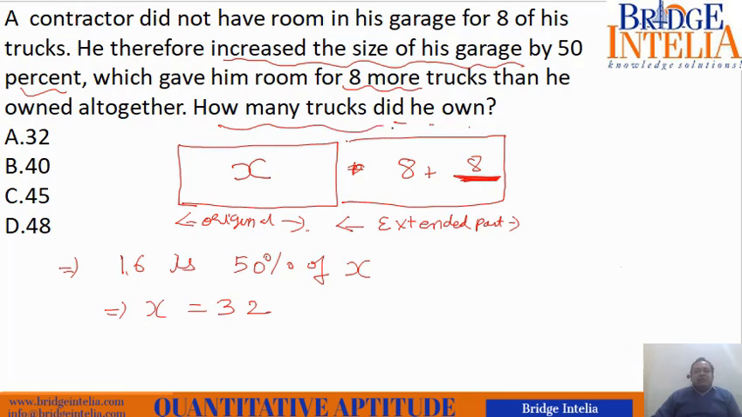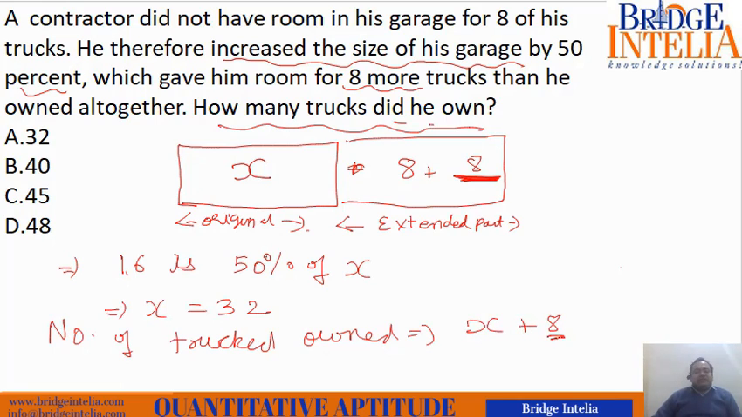Question is, how many trucks did he own? The number of trucks owned is not X. It is X plus 8, because 8 trucks were left outside. So 32 plus 8 is equal to 40.